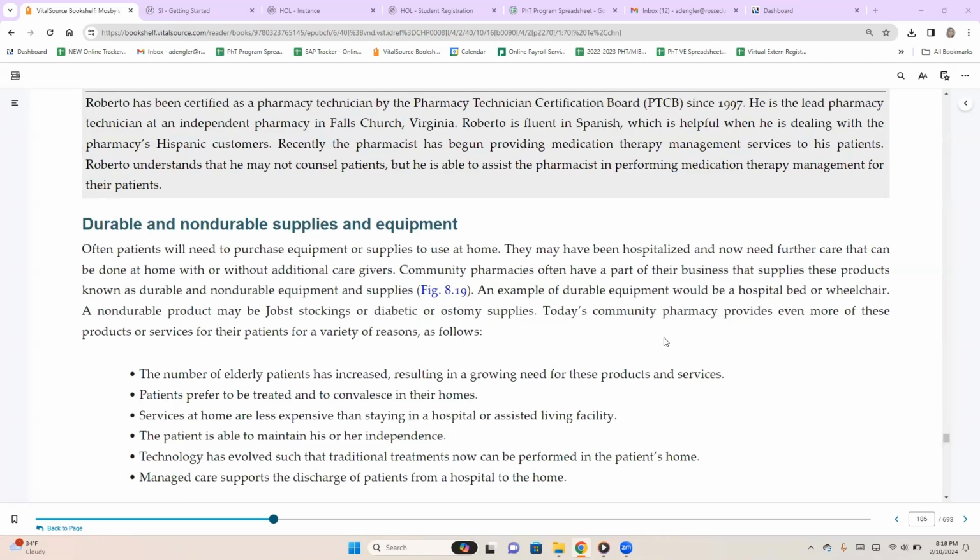An example of durable medical equipment would be a hospital bed or wheelchair. A non-durable product may be stockings or diabetic or ostomy supplies.